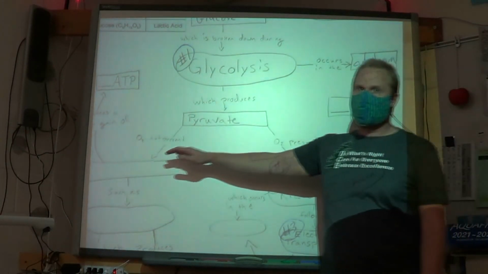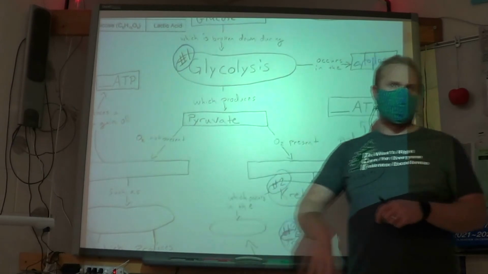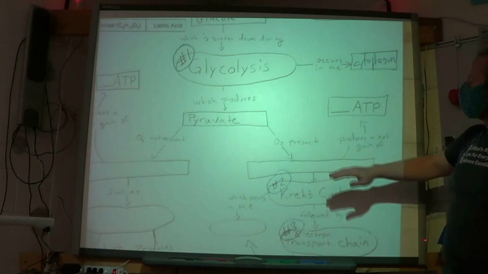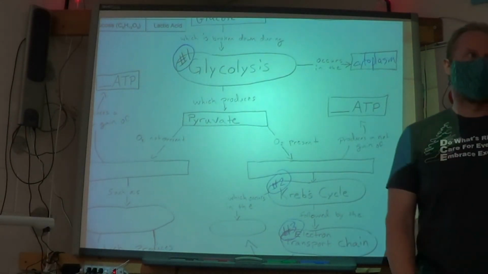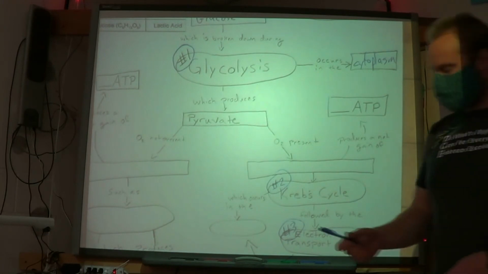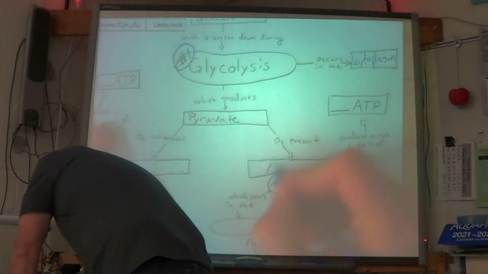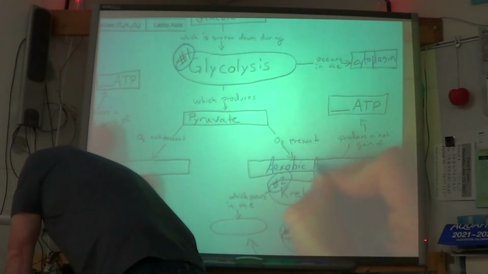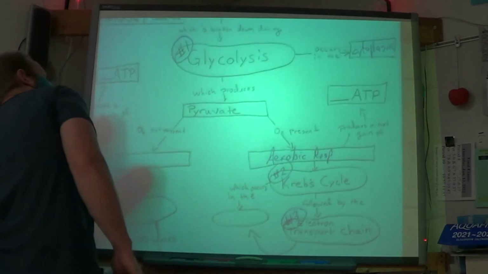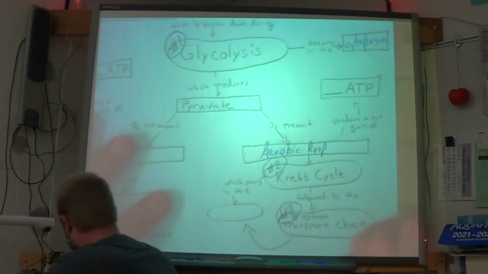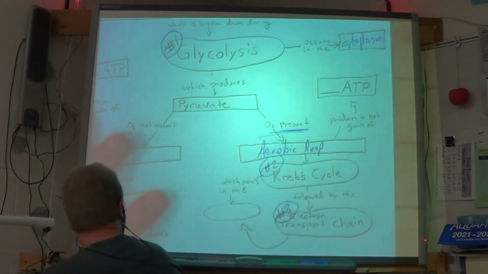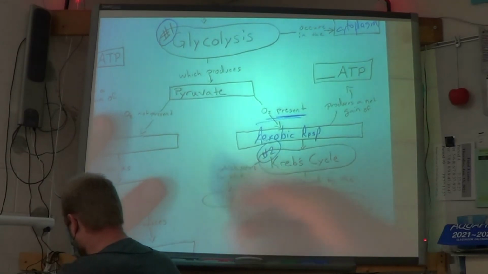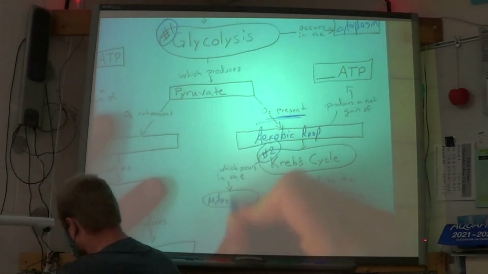But if there's not oxygen present, we go through glycolysis and then the next piece, but generally we're talking about this path. And what do we call it when oxygen is present? What kind of respiration is that? Aerobic respiration. That's aerobic. So this is aerobic respiration. And if aerobic respiration occurs because there is oxygen present, then the Krebs cycle and electron transport chain can occur, and both of those occur in the mitochondria.